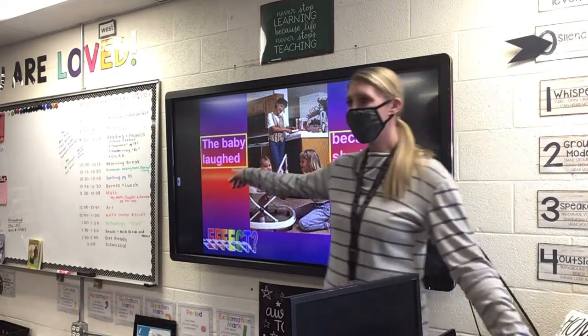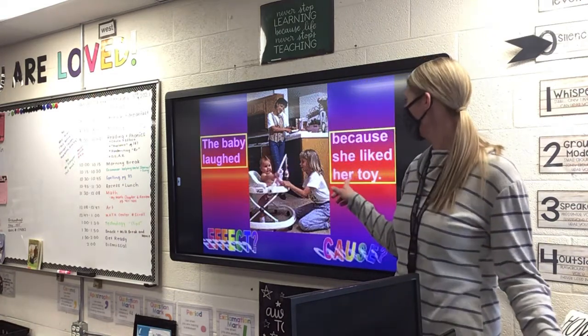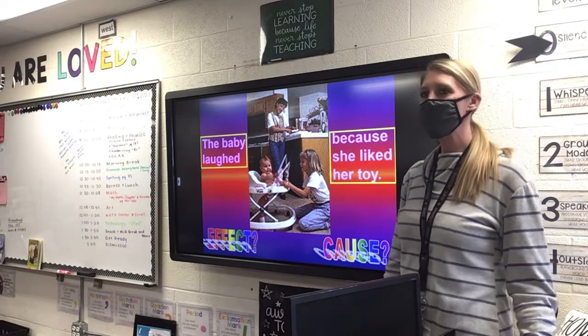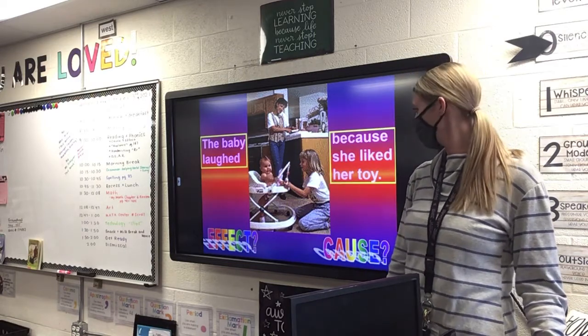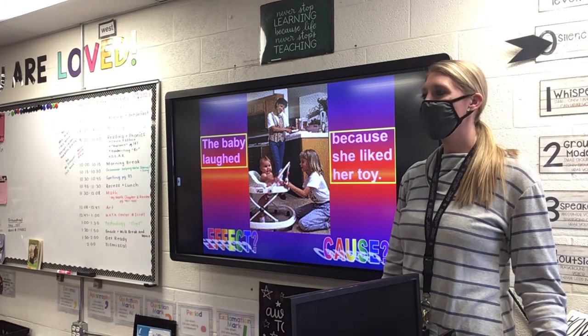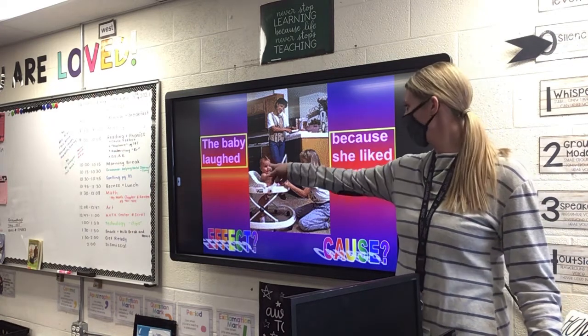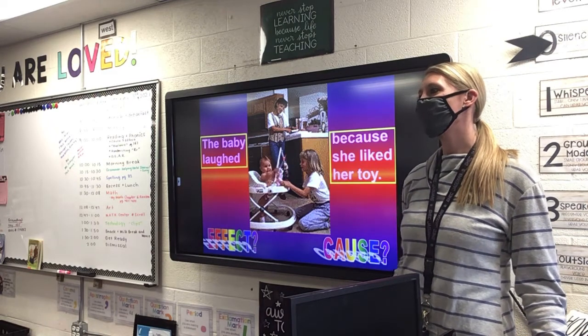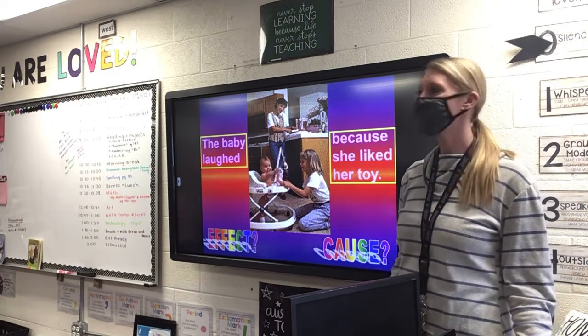So the baby laughed because she liked her toy. Oh, it's a girl. So who can tell Mrs. Murphy what is the cause? Raylan? The baby laughed. And what is the effect? What do you think, Ellie S? Because she liked her toy. Good job.